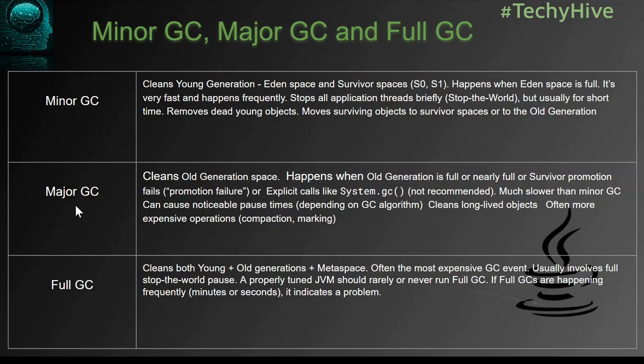In the case of major GC, it cleans the old generation space. It happens when old generation space is full or nearly full, or survivor promotion fails. Let's say a threshold is reached for surviving objects in survivor space, so they need to be moved to the old generation. But that promotion fails. At that time, major GC will be triggered.